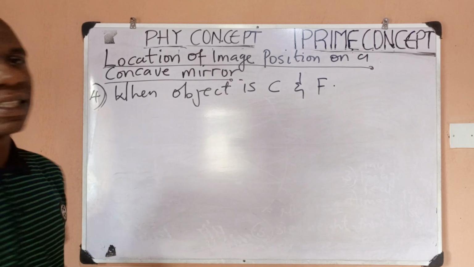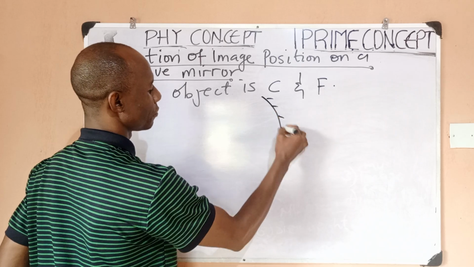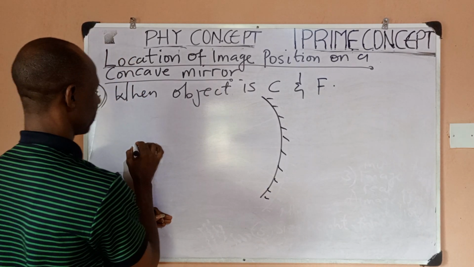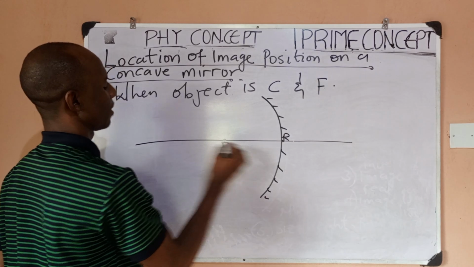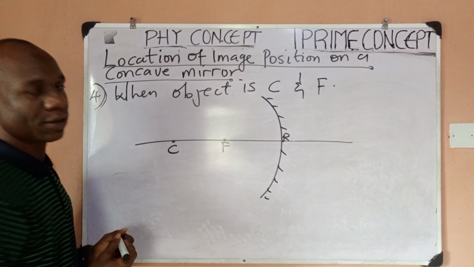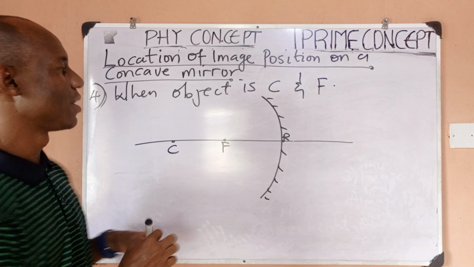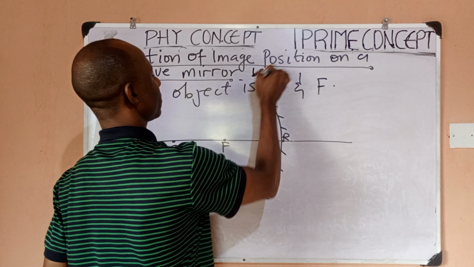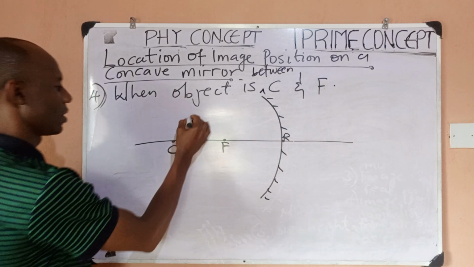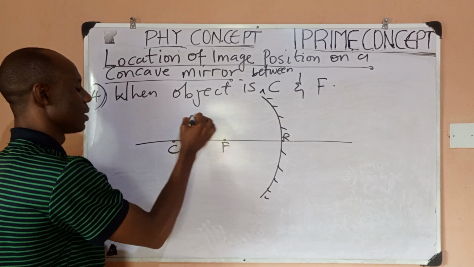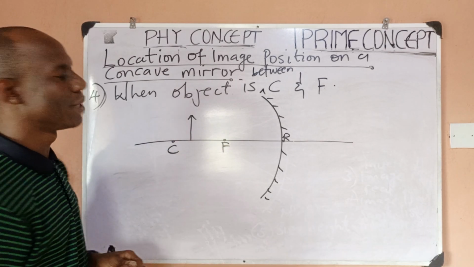And let's consider this situation. So this is a concave mirror. This is my pole. This is F, and then this is C, right? I remember they said when object is between C and F. So this is where my object would be, between my center of curvature and my focal point. Where will the image be formed?